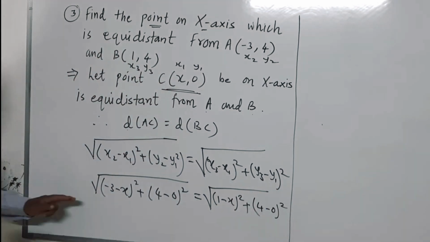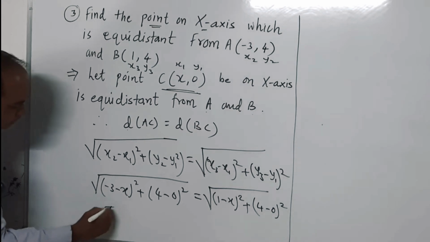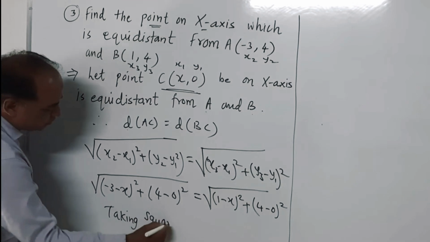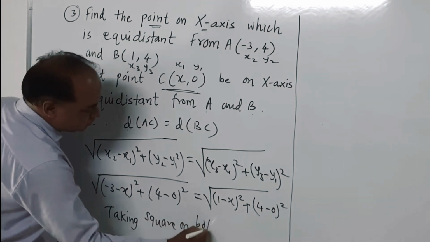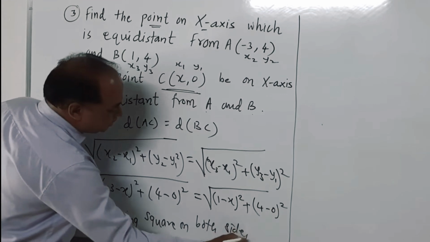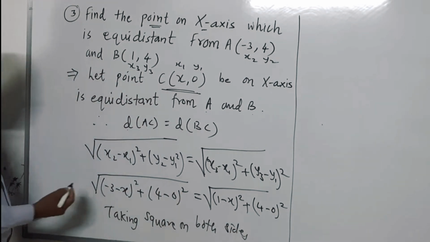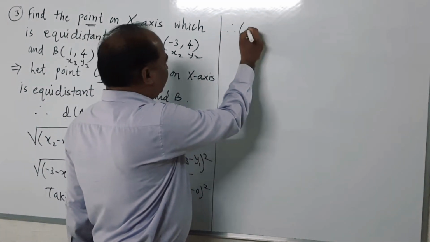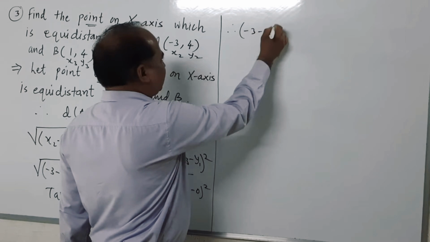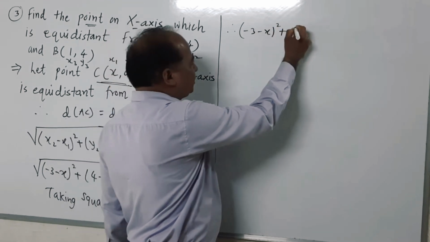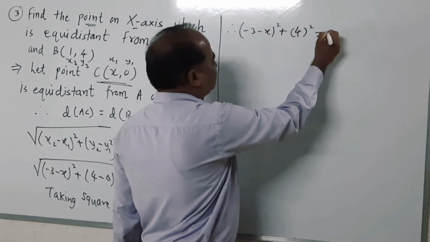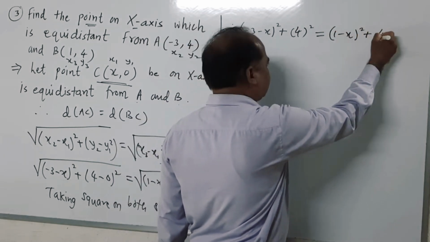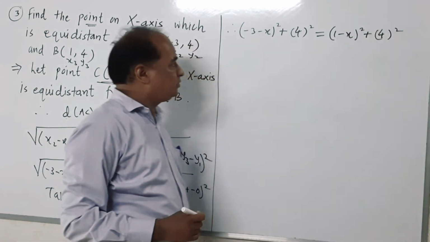Now, taking the square on both sides of the equality, the square root will be removed. After taking the square of both sides, we get (minus 3 minus x) square plus 4 square is equal to (1 minus x) square plus 4 square.